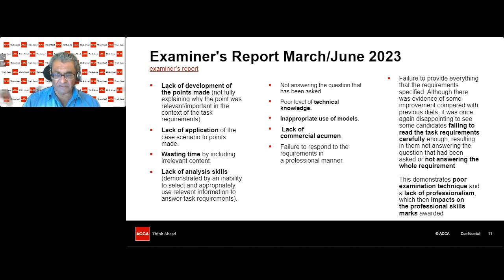Remember, in SBL, it's not about repeating facts. It's not about repeating technical knowledge. It's about application of those facts, of the knowledge and commercial judgment to the facts. And that actually takes us to the second point, lack of application of the case scenario to the points made. Now, the thing I want to highlight here is that when you do your application, right, when you say, therefore, we need a competitive strategy, you need to do it specific to the organization in the case study.